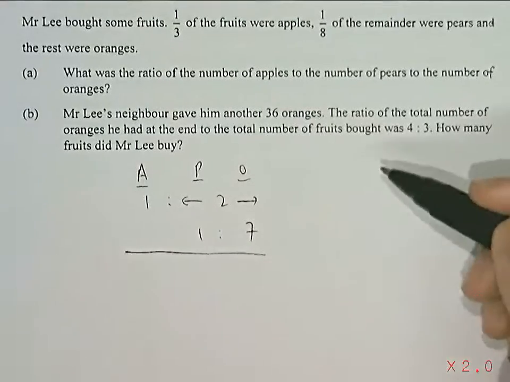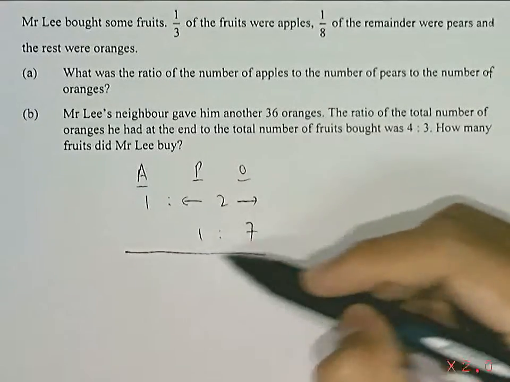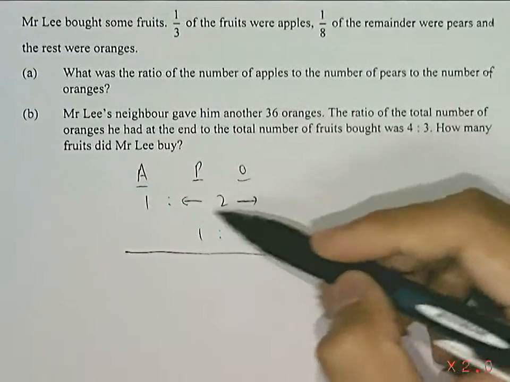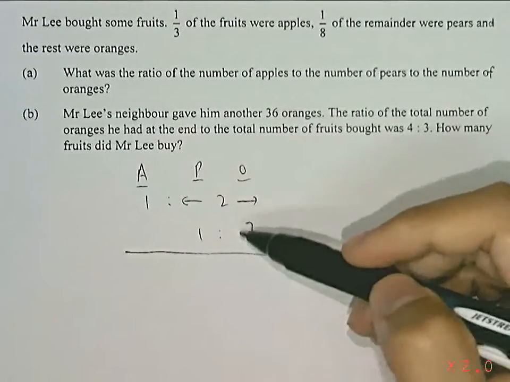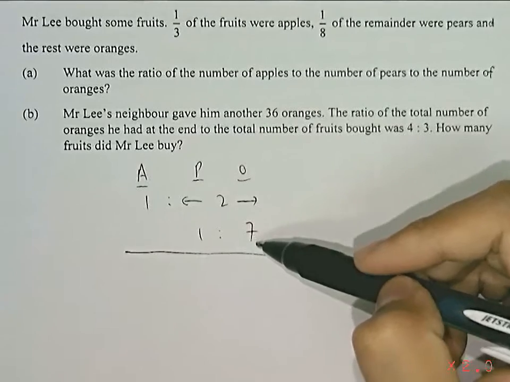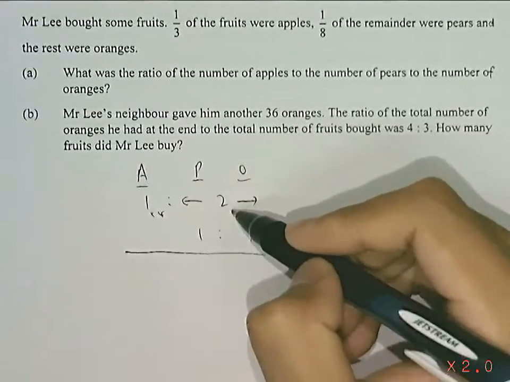So we have to combine these two ratios. They overlap at the pears and oranges. So the pears and oranges in the first ratio is 2, and below here it's 8. So we have to match 2 and 8 to a common multiple of 8. So the upper ratio has to multiply by 4.